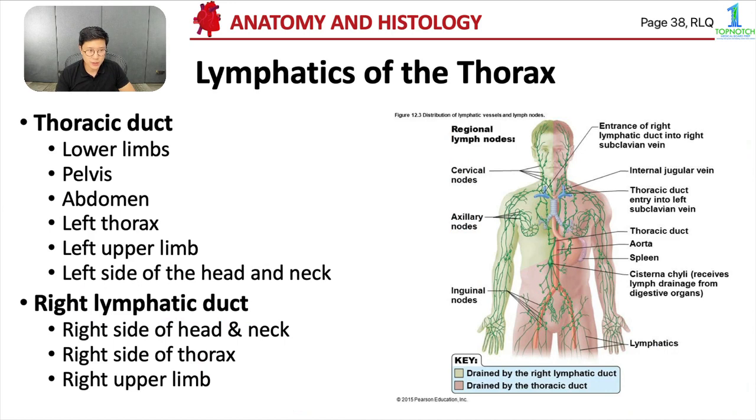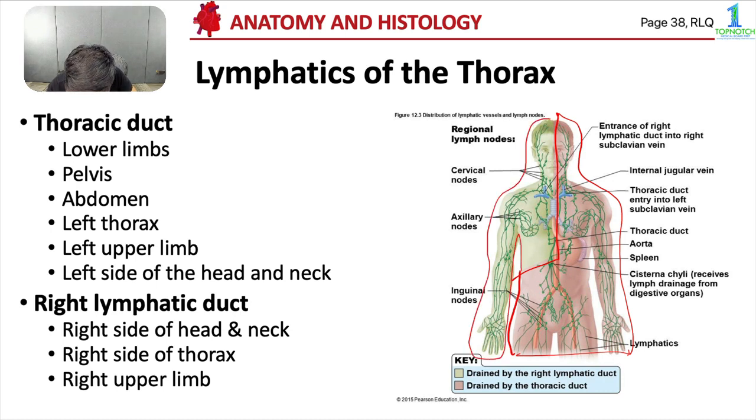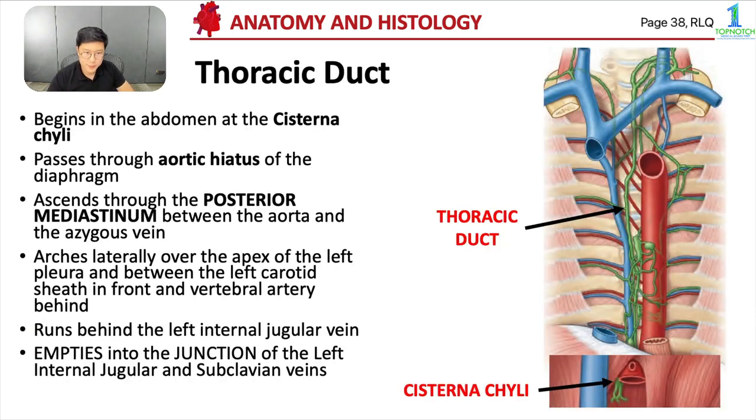For the lymphatics of the thorax, the thoracic duct drains most of the body. So everything here that's seen as red, it's actually drained by the thoracic duct. Lahat ng iba na green, that's drained by the right lymphatic duct. So, tandaan lang na right lymphatic duct ang kasama dyan, right side of the head and neck, right side of the thorax, and right upper limb. Lahat ng iba, thoracic duct na.